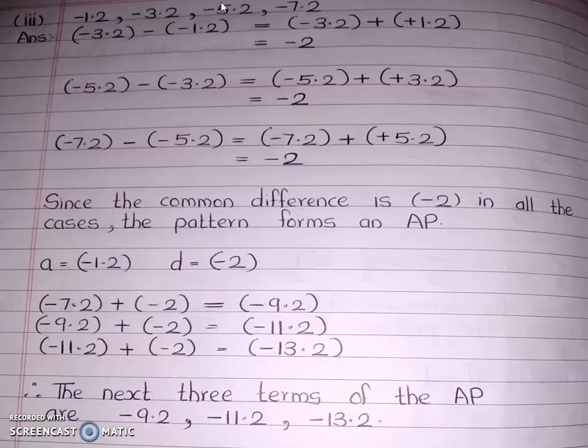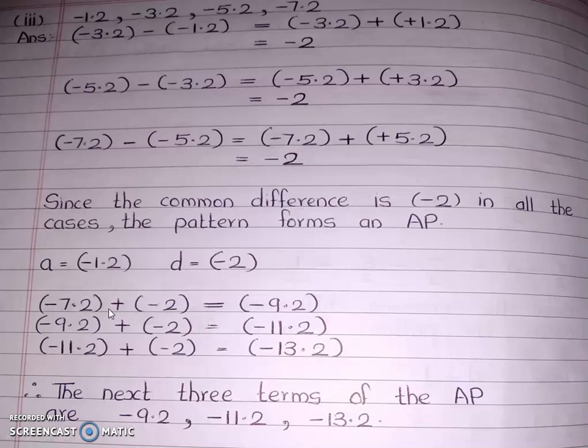Now third term minus second term. Negative 5.2 minus negative 3.2. The first number as such, subtraction changed to addition, additive inverse of the second term. That is, here also you will get the answer as minus 2. Now, fourth term minus third term. Here also you will get the difference as minus 2. You can see all the three differences are negative 2. So, this is an AP.